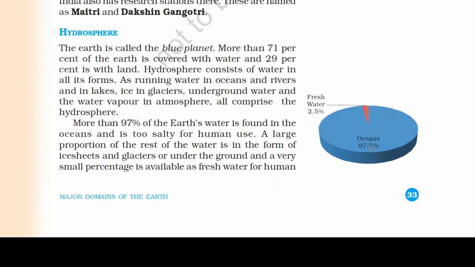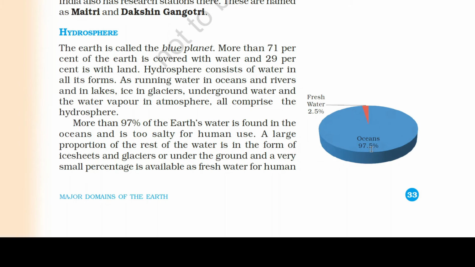The Earth is called the blue planet. Do you know why Earth is called the blue planet? It is so because it contains 70% of water. More than 70 or 71% of Earth is covered with water and 29% is land.